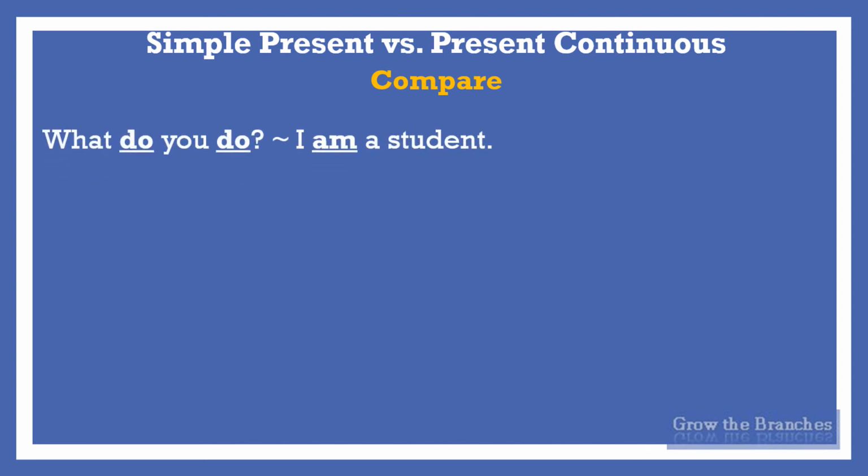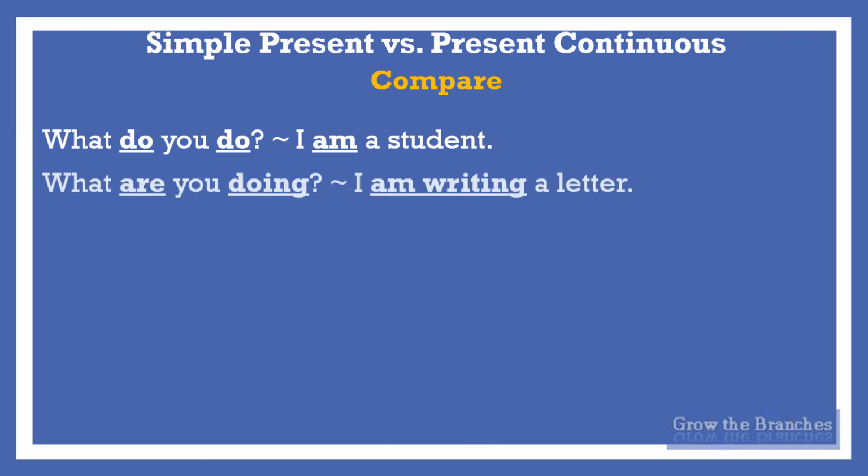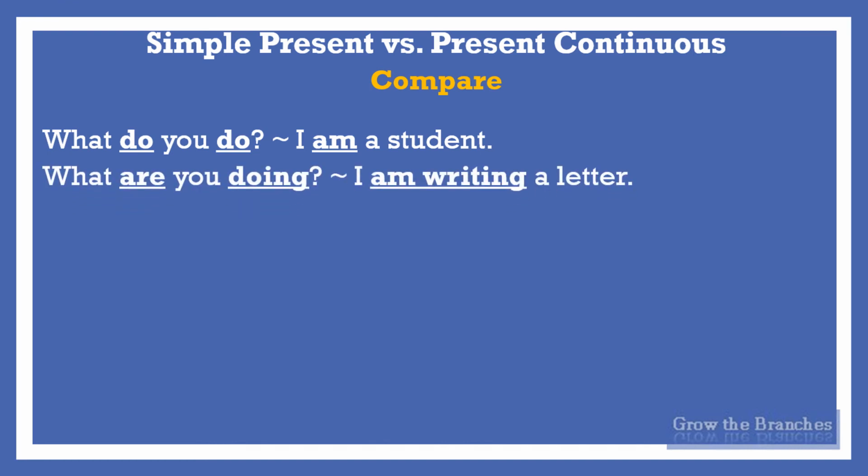What do you do? I am a student. Here, in the two sentences, the verbs are in the simple present tense. What are you doing? I am writing a letter. Both verbs are in the present continuous. In the two questions, what do you do? The verb do is in the simple present tense. And what are you doing? The verb do is in the present continuous. Also, the answer to the first question is in the simple present, and that of the second question, the verb write, is in the present continuous.